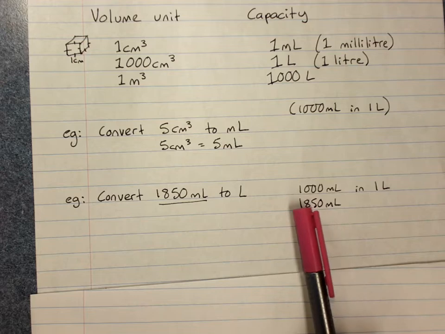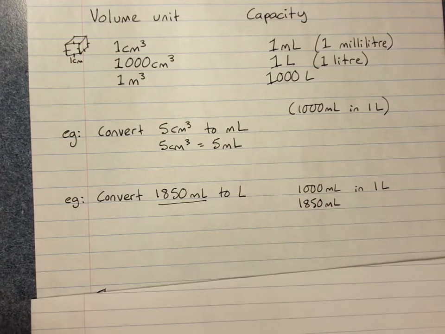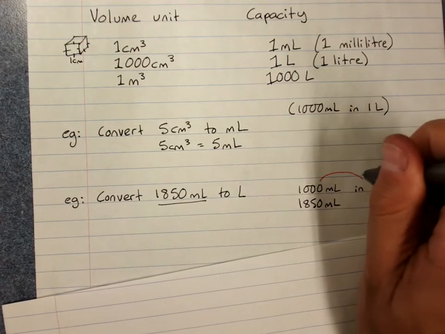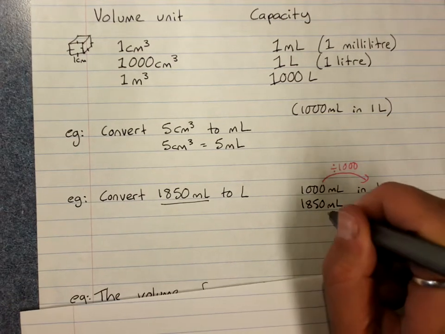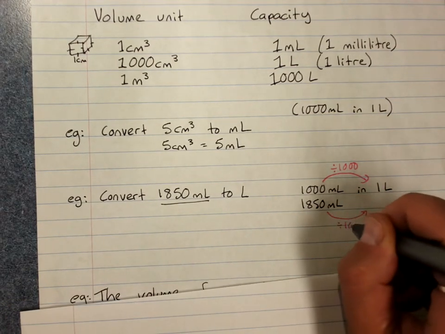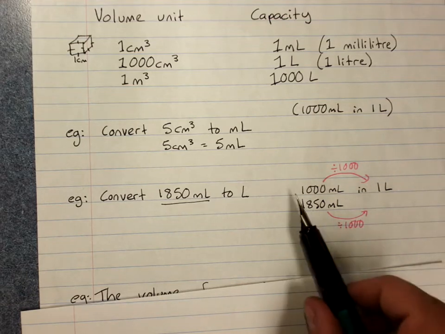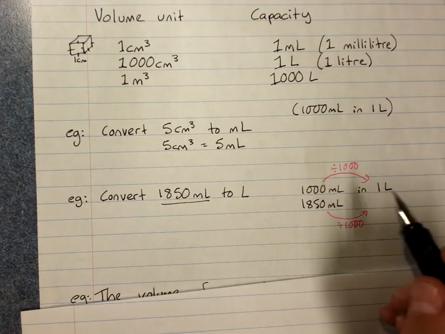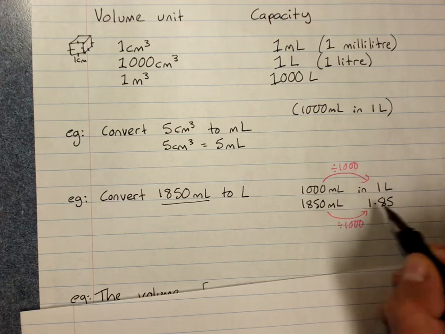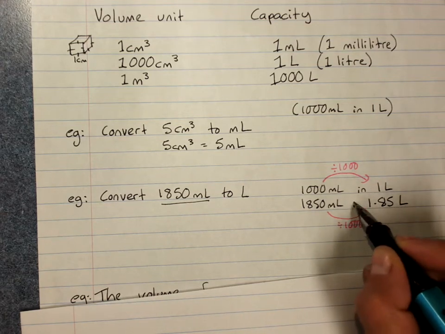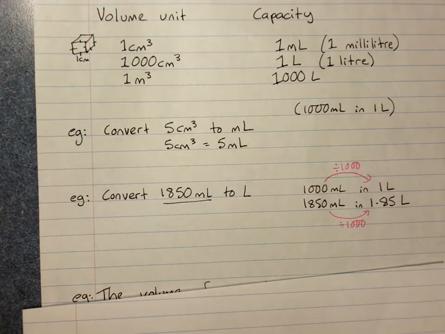I need to go from here to here to fill in this gap. 1,000 down to 1, I'll be dividing by 1,000. I'll need to divide this by 1,000. I know it's 1,000 because there's 1,000 there. And that's 1.85 litres. Pop in the unit. So our conversion is really useful there.